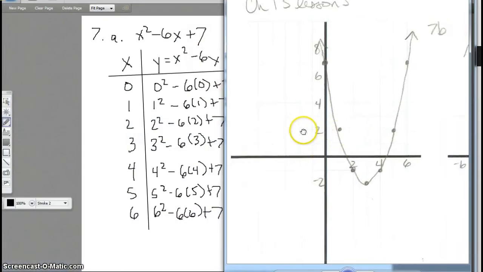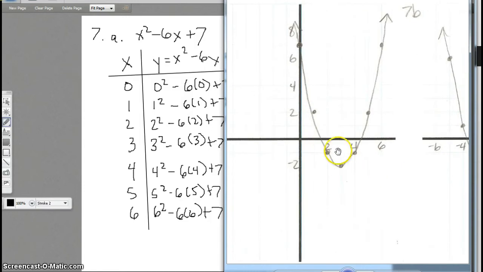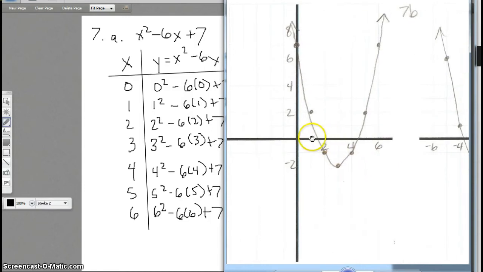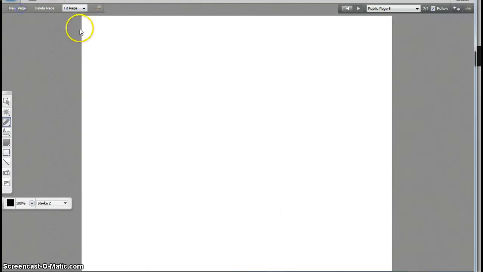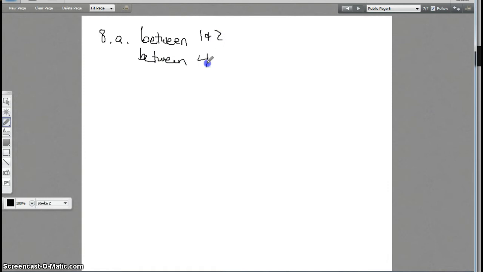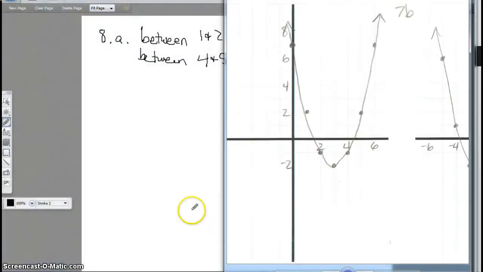So for number 7, when we look at the graph, we can see that we cross the x-axis right here. Well, this is 2 and this is 1, so it crosses between 1 and 2. And then it crosses again right here, so it crosses between 4 and 5. So if we were going to write our answer for number 8, part A, we would say between 1 and 2 and between 4 and 5.